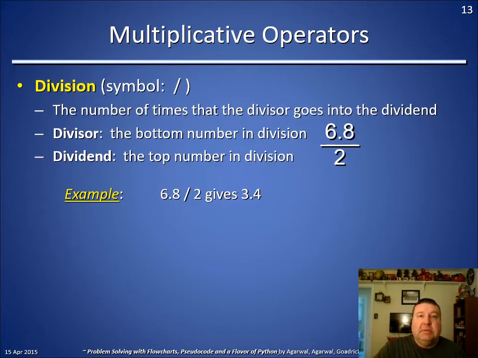Division, which you see the symbol here, you're familiar with. You have the two different parts of it. You're going to have the divisor, which is what you're dividing by, and the dividend, which is the actual top number. So in this case, your divisor is going to be 2. Your dividend is 6.8, which gives 3.4.